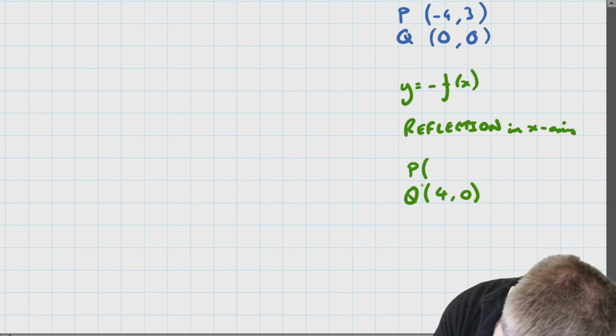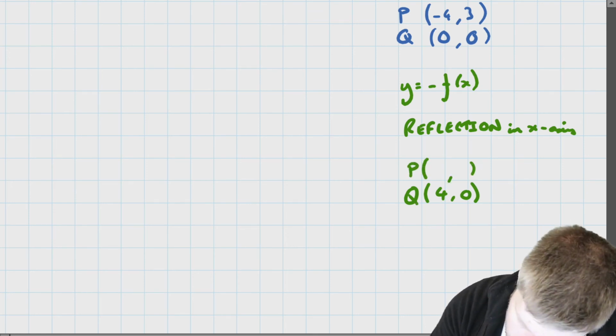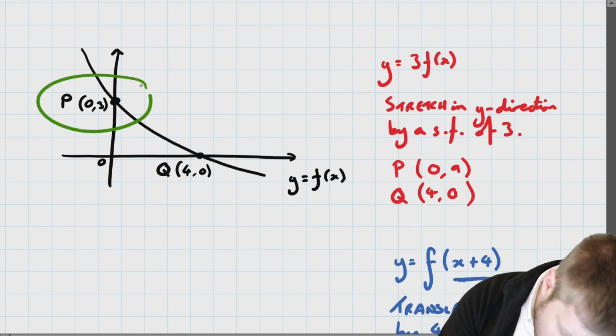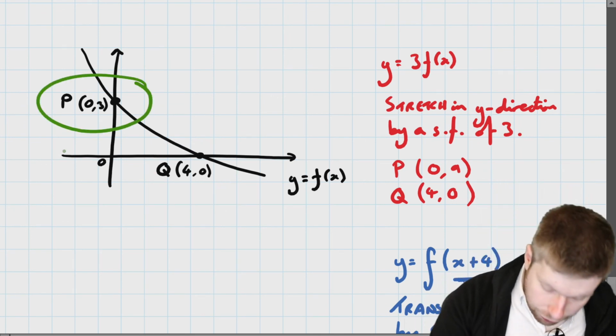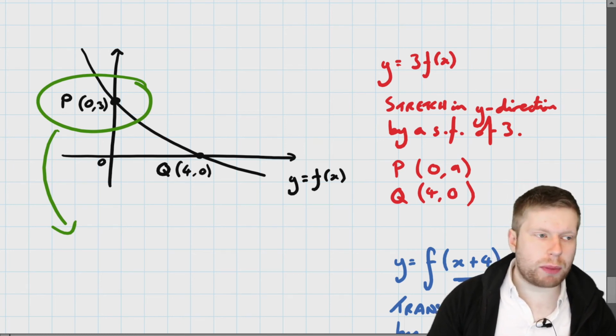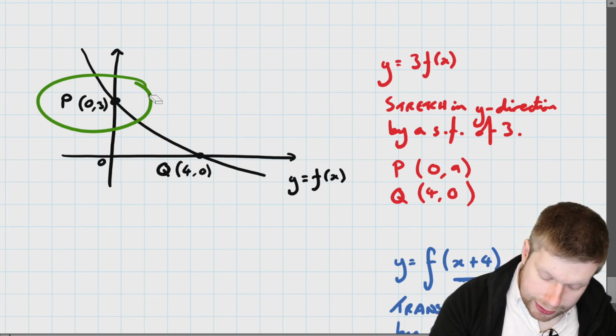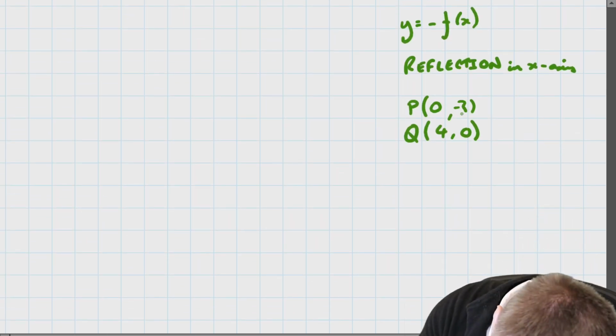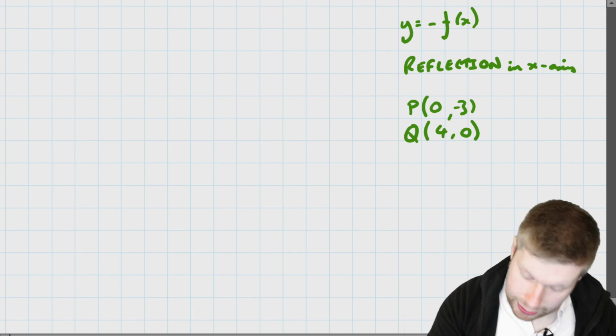However, P will change. Instead of being above the x-axis, it will flip to become below the x-axis. So instead of being 3 units above the x-axis, it'll be 3 units below, at 0, -3. Okay, so that was a nice, easy one. Let's have a look at another one.